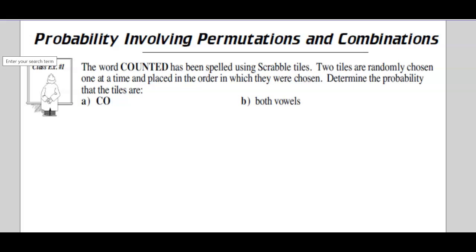So it says the word counted has been spelled using Scrabble tiles. 2 tiles are randomly chosen, one at a time, and placed in the order in which they are chosen. Determine the probability that the tiles are C and then O. So order matters then. So this is your word, right? There's only one C and one O. So there's only one way to get C and O, right? So we want to get the probability.